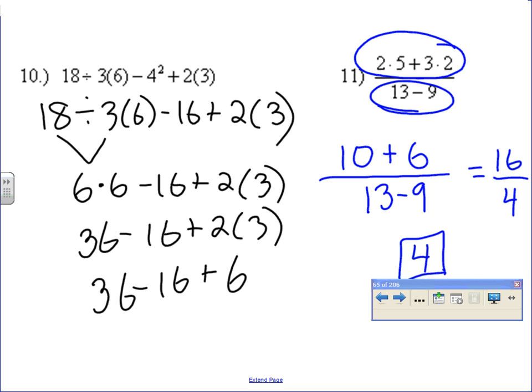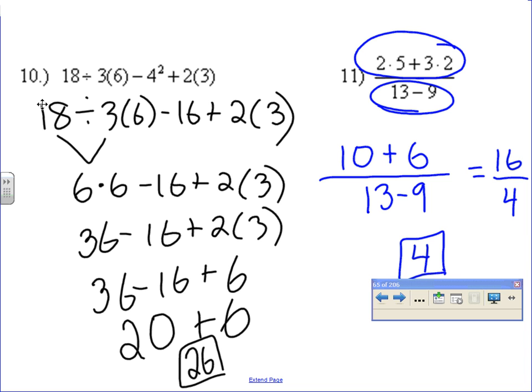Now what? Mary? Good job. Add and subtract from left to right. So 20 plus 6. Matt, the answer is? Good. This was a tricky one.